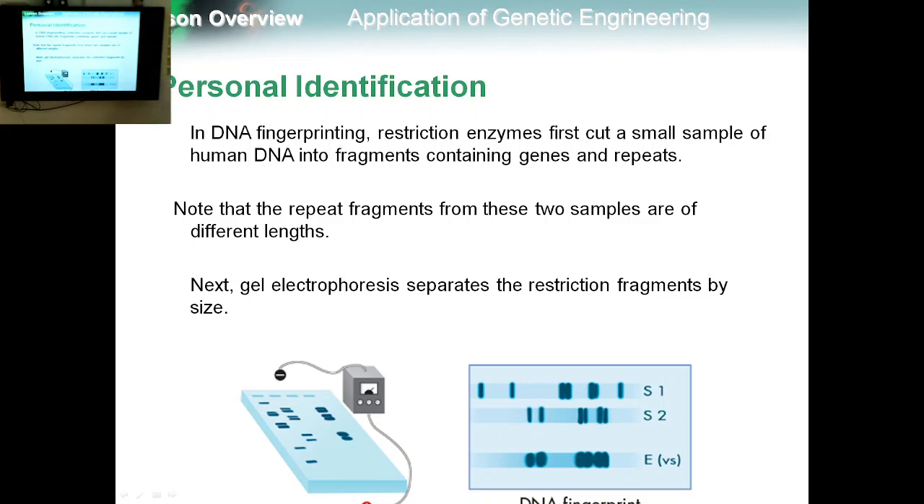In DNA fingerprinting, restriction enzymes first cut a small sample of the human DNA into fragments containing genes and repeats. Note that the repeated fragments from these two samples are different in length. So we have to know that the repeated sequences have a different length, okay? Then we will use gel electrophoresis. For the first step, we need to use a specific enzyme that will cut the DNA into fragments, which is called a restriction enzyme. Once this first step is done, we will use gel electrophoresis, okay?